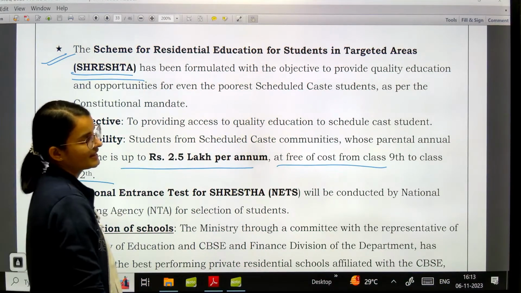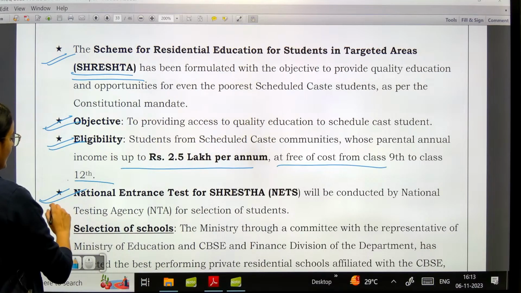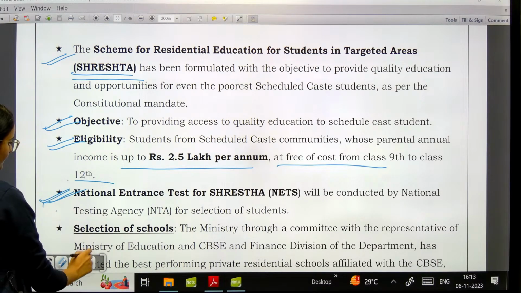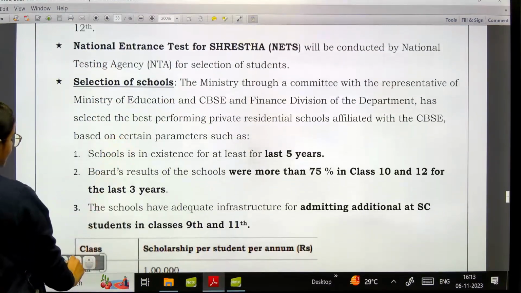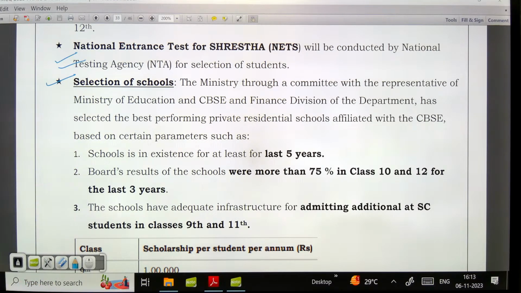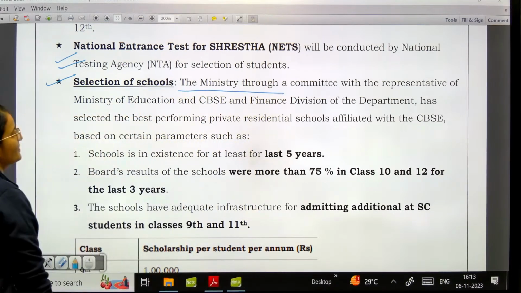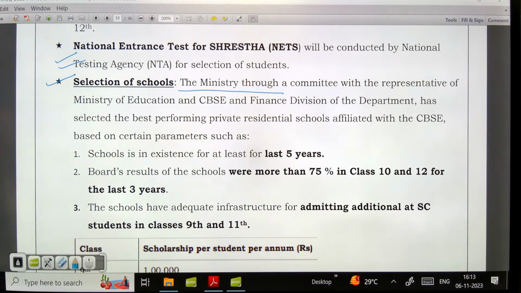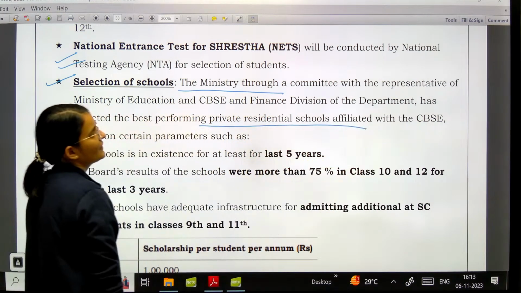Now there is NETS, that is National Eligibility Test for Shrestha. Students will have to appear for this test so that they can become eligible for the scheme. This is conducted by NTA. And which schools are eligible for the Shrestha scheme? The ministry, through a committee with representatives of the Ministry of Education and CBSE and the Finance Division of the department, has selected best performing private residential schools affiliated with CBSE.